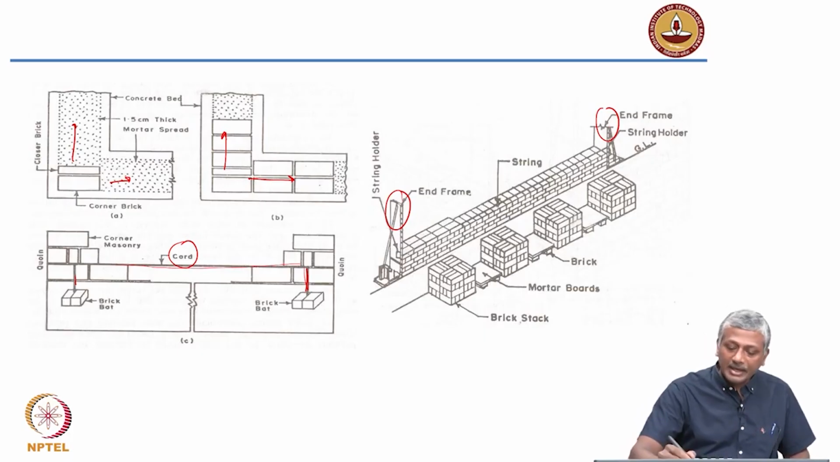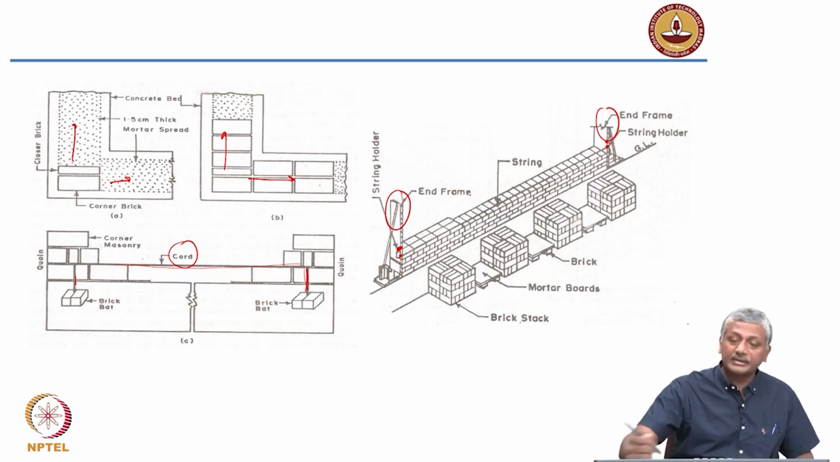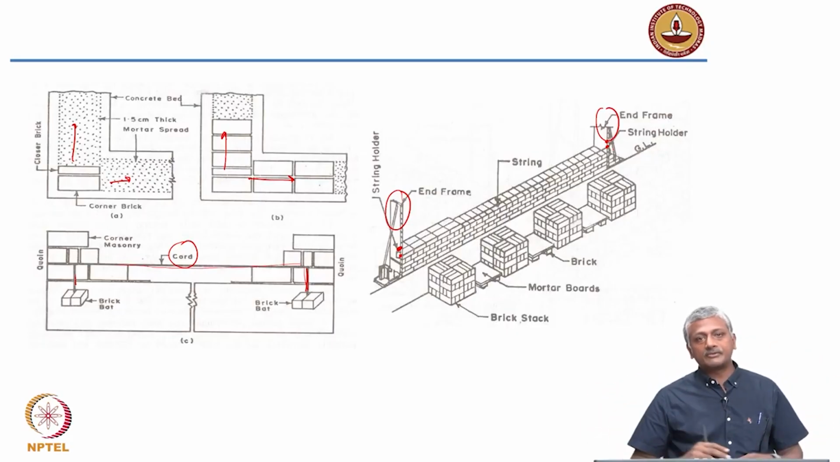Sometimes you may see that people are using these frames which are at both ends of the brick wall, and they have these strings tied exactly at different locations in the frame. And as each layer is constructed, the string will be tied in the next layer or at the next level, so that you can continuously mark the levels or horizontal levels of each masonry layer.